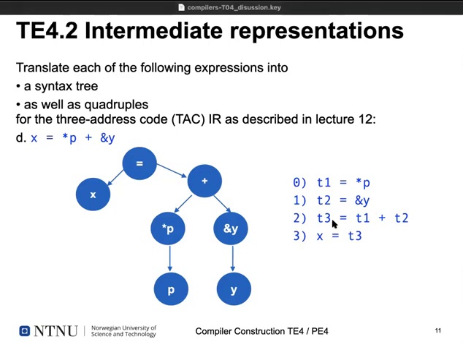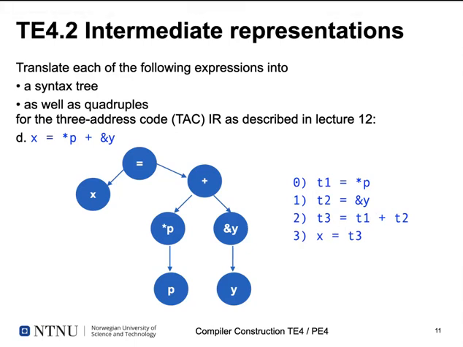So we have no data types, so we're on a very abstract level here. We've already had a quick look at LLVM intermediate representation where data types are preserved. So in LLVM intermediate representation, for example, the intermediate representation code for this expression would look a bit more complex.